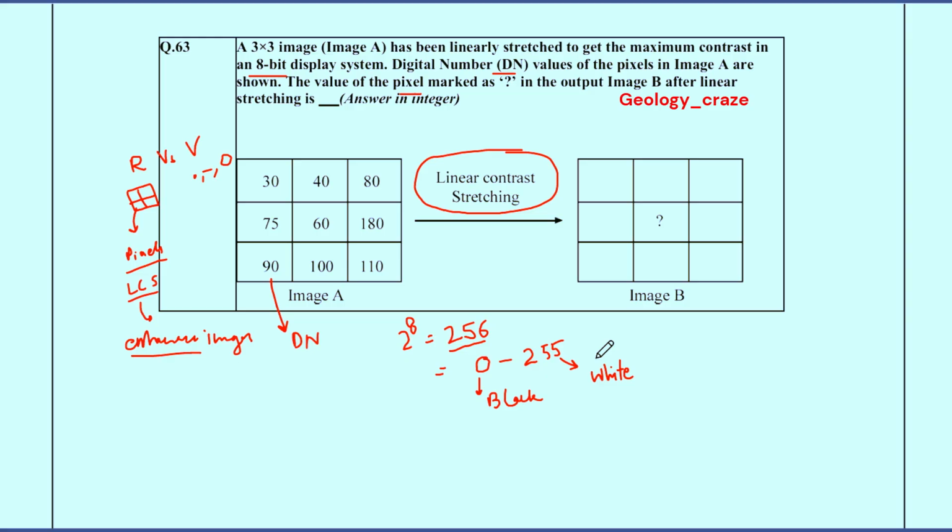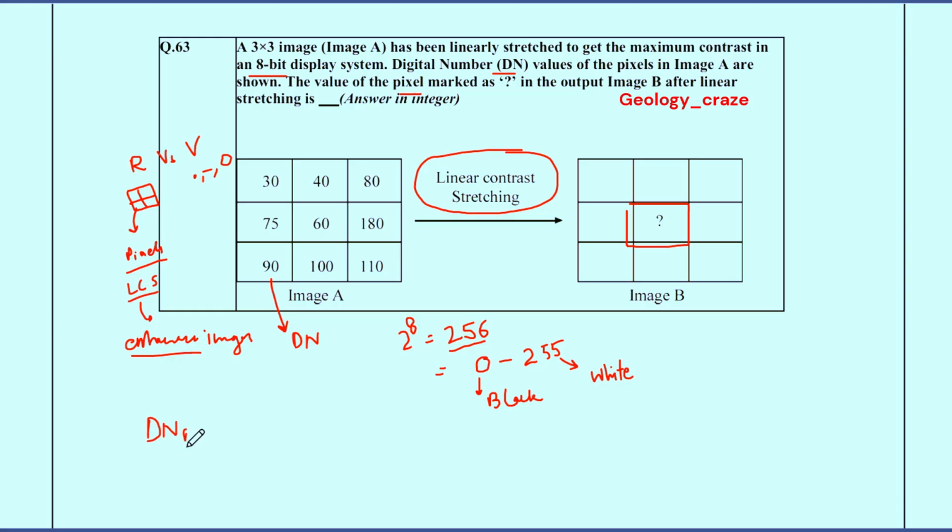So now we will find what we have to find out. Coming back to our question, they have marked one pixel over here, and we have to calculate the DN value for it. This pixel is 60 right now. After enhancing the image by linear contrast stretching, what is the value after using this editing method? For that we have one formula.